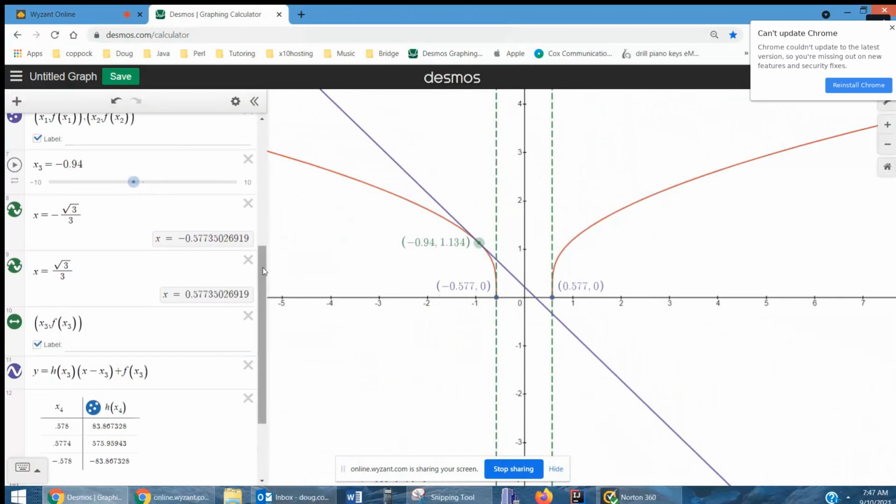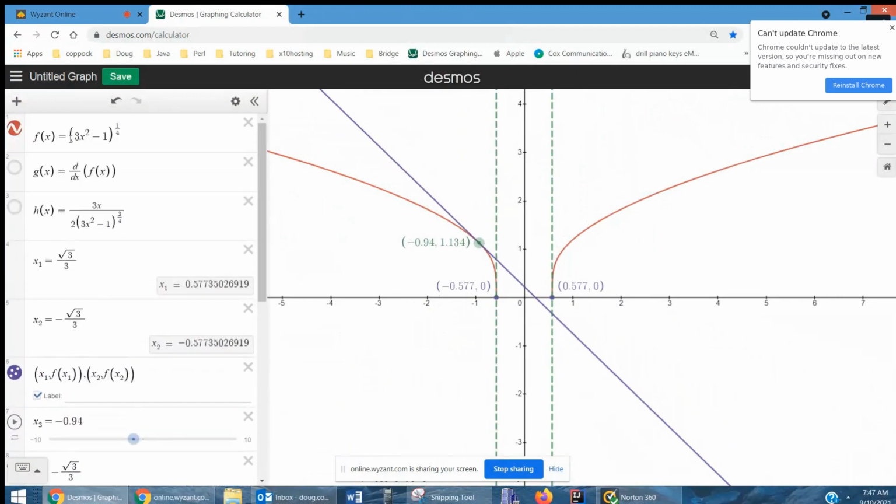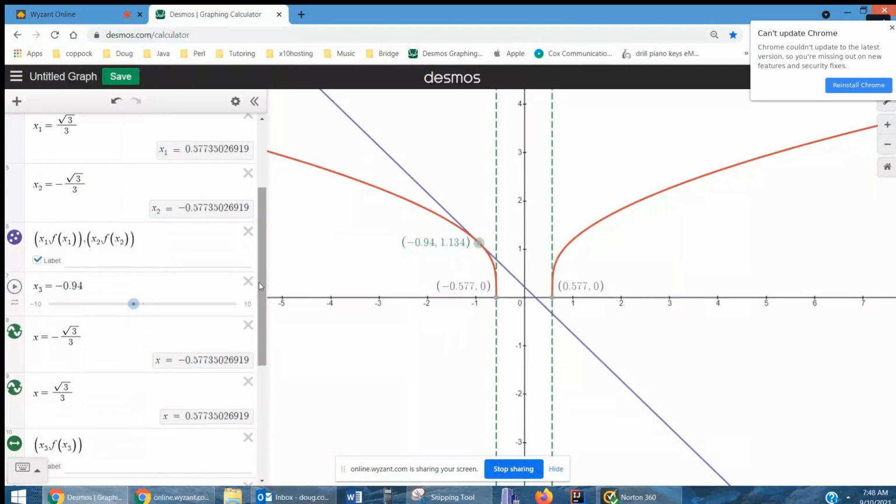And we might also note that the domain of the original function, 3x squared minus 1, has to be greater than or equal to 0. And if you solve that for x, you get plus or minus the square root of 3 over 3. And that's what these points are right here. They're labeled. So 0.577 is about the square root of 3 over 3.